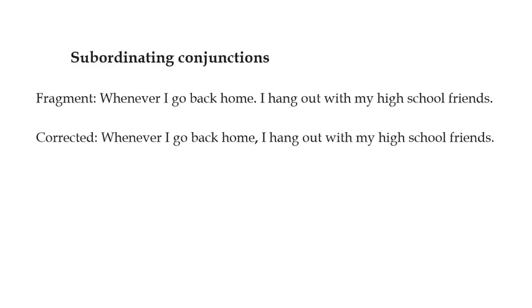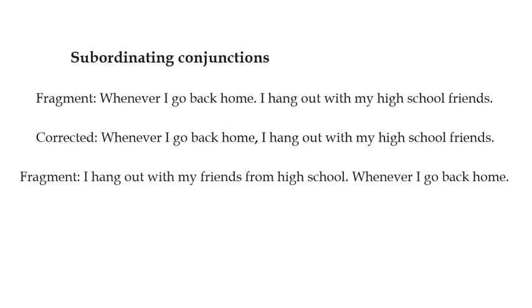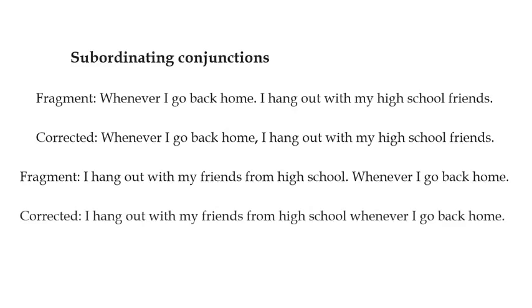Let's look at some more examples just to get the feel for this. "I hang out with my friends from high school whenever I go back home." Now, in this case, the dependent clause is on the end of the sentence. The subordinating conjunction is there in the middle, but it doesn't matter. It still is a fragment, and that's fine. We can have the phrases in that order, but in that case, it would be combined and it would not use a comma. We'll talk about why when we talk about the comma rules.